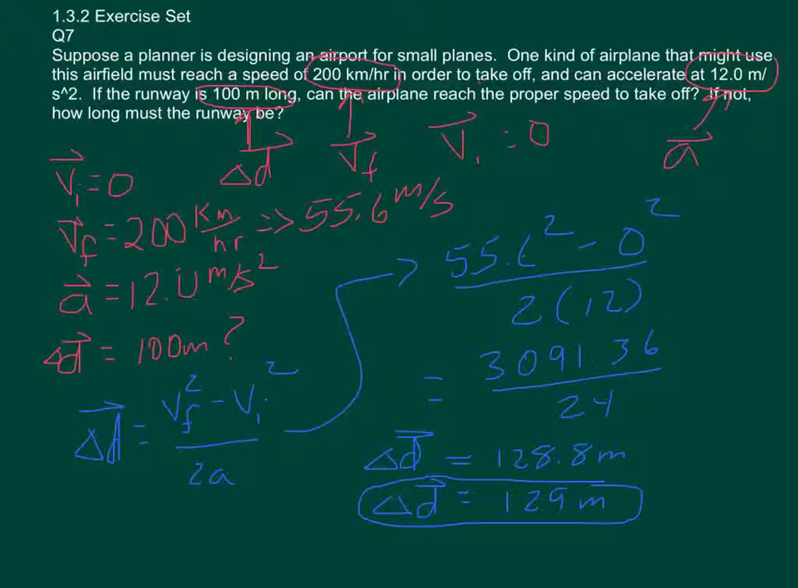So the runway is not long enough in his design of 100 meters. So his runway must be extended to 129 or longer. So at least 129 meters, or the plane is going to overshoot the runway before it even takes off. That should be your written answer. Good to go.